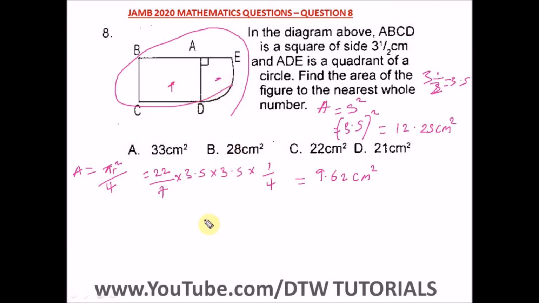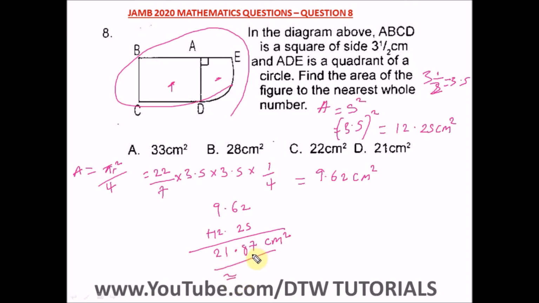So for the area of this whole figure, you have to add the area of the square plus the area of the quadrant, which is 9.62 plus 12.25. So we have 7, we have 8, don't forget our decimal point, we have 1, carry 1, so you have 21.87 centimeters squared.